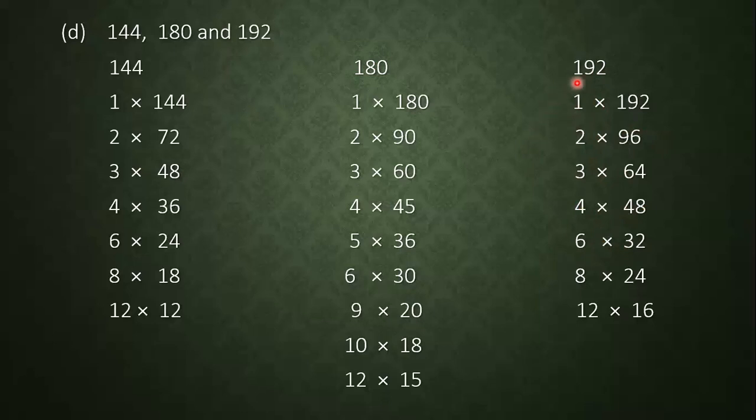And here we don't have to check by 5 because the unit digit is not 0 or 5. And then by 8, 8 into 24 and 12 into 16. So the factors of 192 are 1, 2, 3, 4, 6, 8, 12, 16, 24, 32, 48, 64, 96 and 192. And I have shown the factors in the next slide.